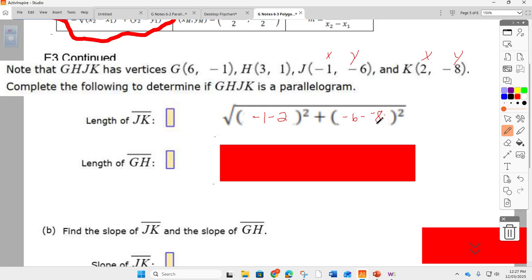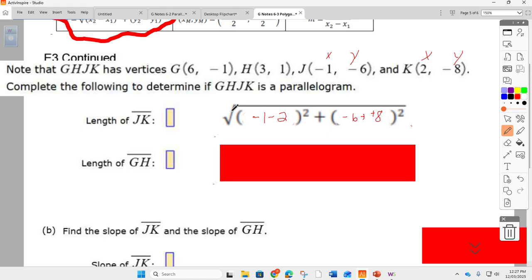What's a minus and negative? A positive, yeah. You don't even have to remember that. If you enter what's under the radical just like it is there with the parentheses, and use the x squared button, you don't even have to know that a minus negative is positive. Your calculator does it all for you.